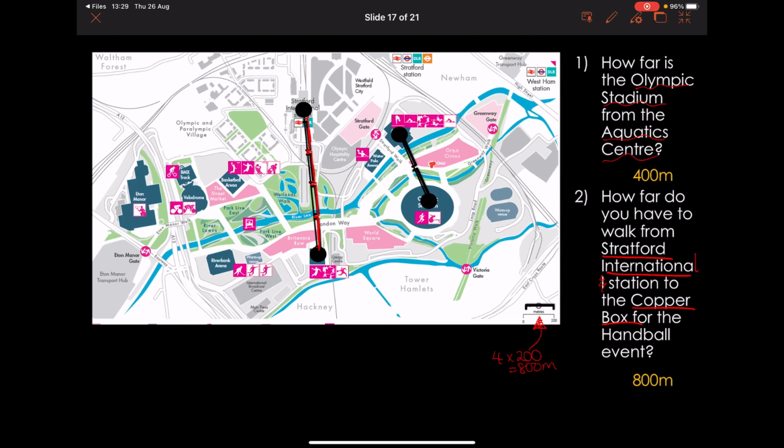So when you're using scale, for this type of question anyway, you've just got to use the scale that they give you and work out the distance in real life based on how many centimetres you have. So this could have measured about 1 and a bit centimetres on your ruler, in which case you would have said, okay, well, I've got like 4 of those, so it's 4 lots of 200. You still would have got the right answer.